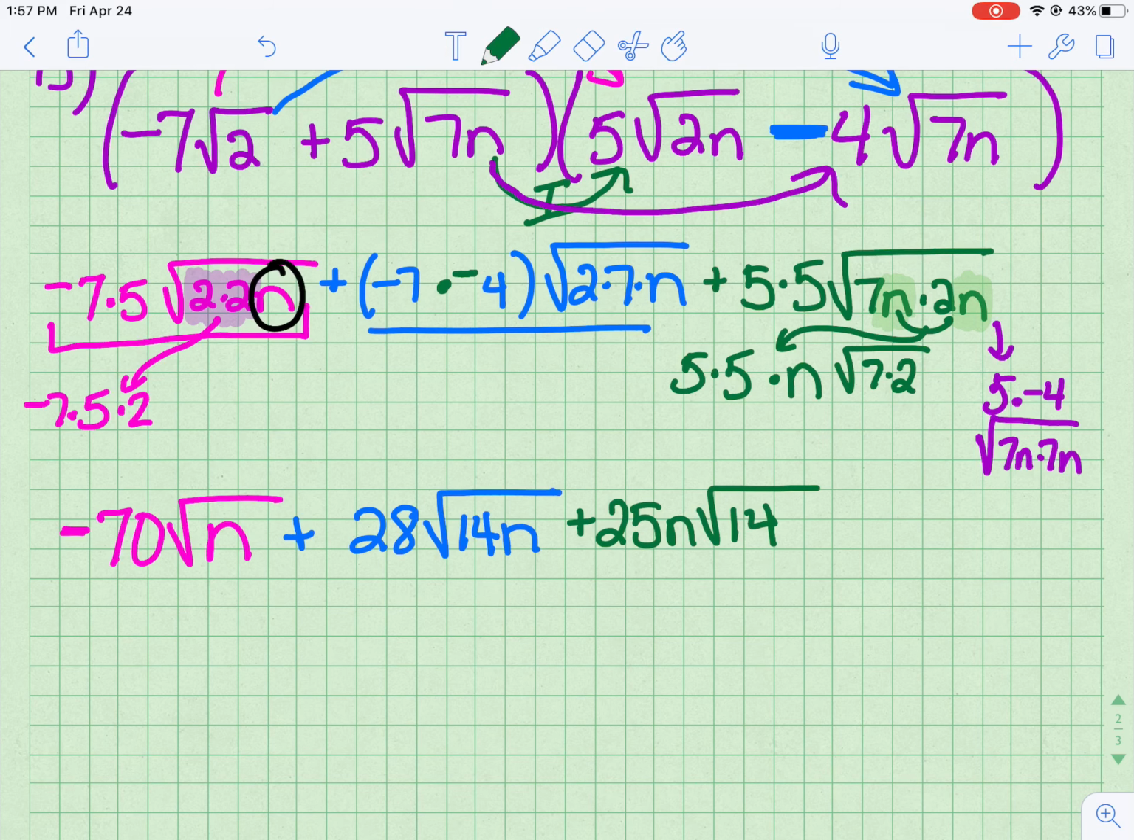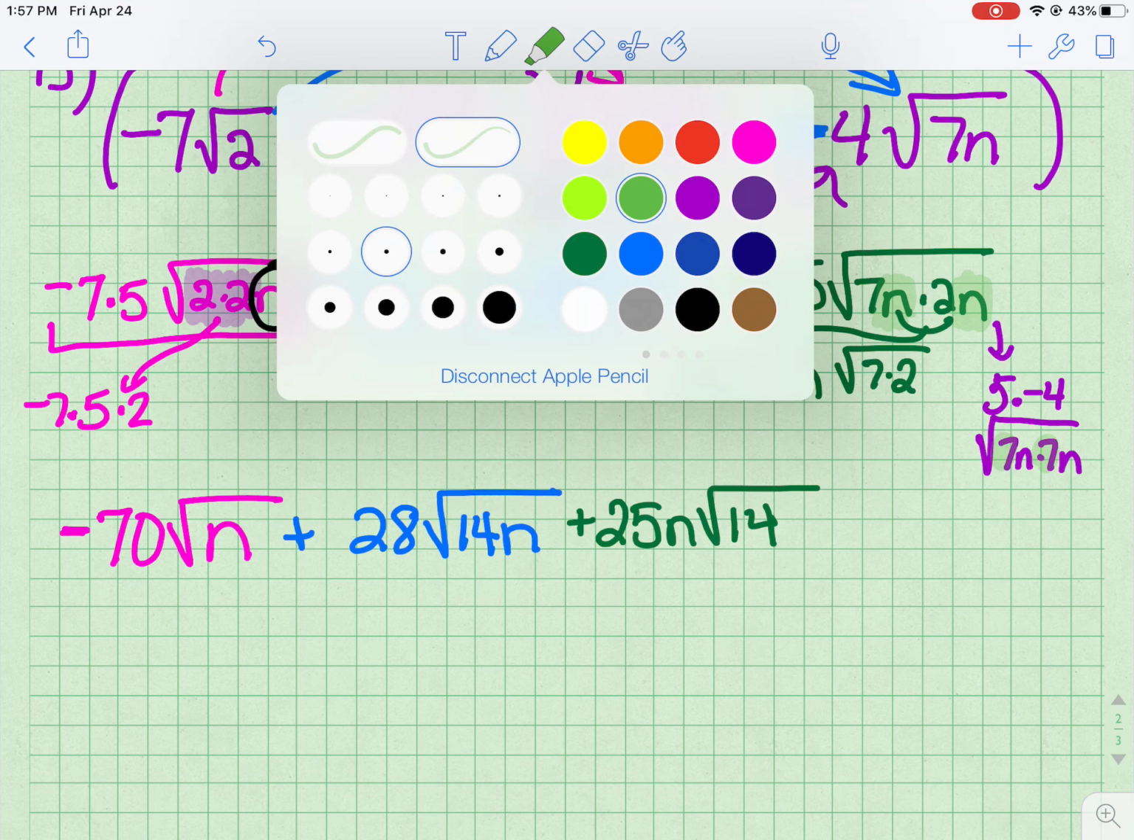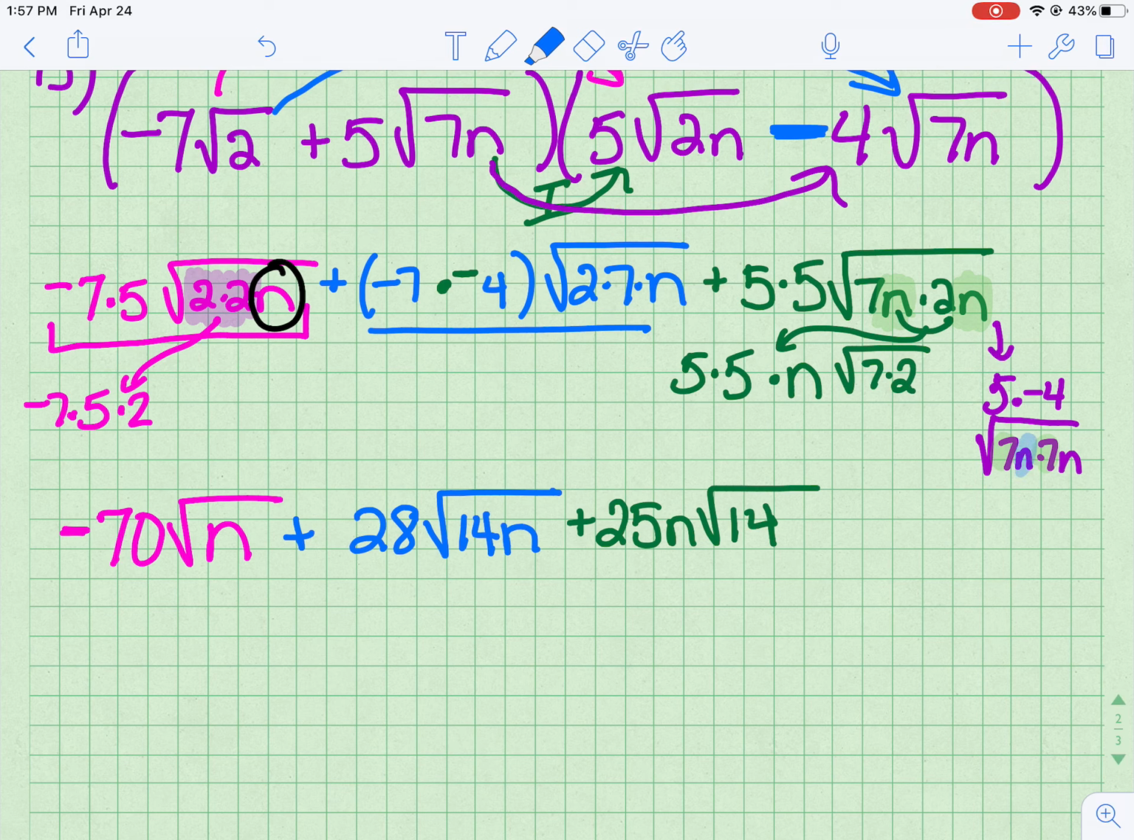Okay, and then in that last one that I squished up on the end there, we have the 5 times -4, but look what can come out. We have a 7 and a 7, and then we have an n and an n. So we're going to do 5 times -4 times 7 times n.